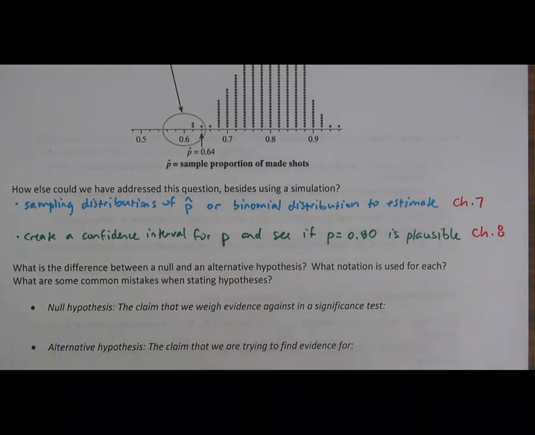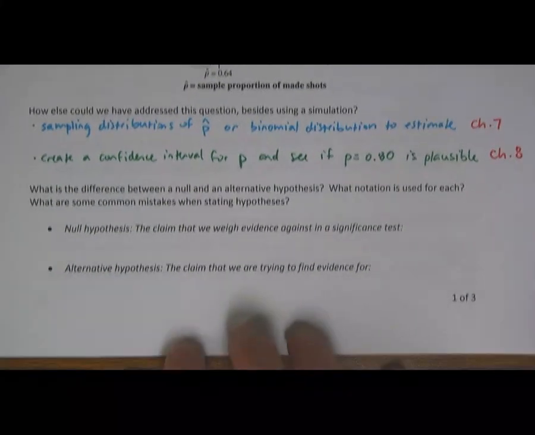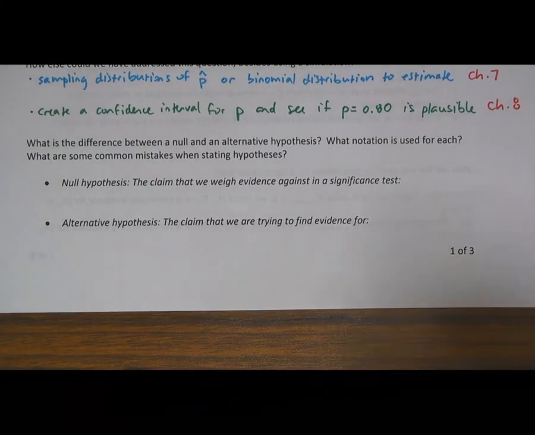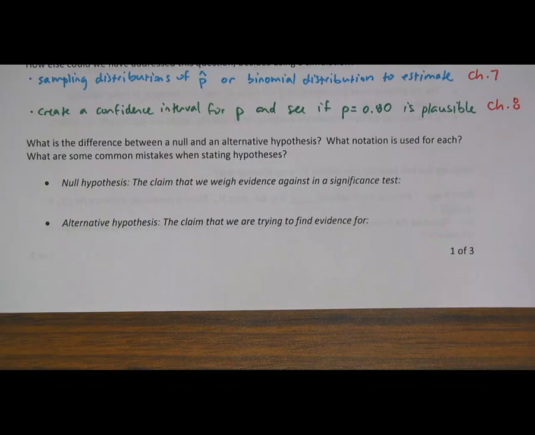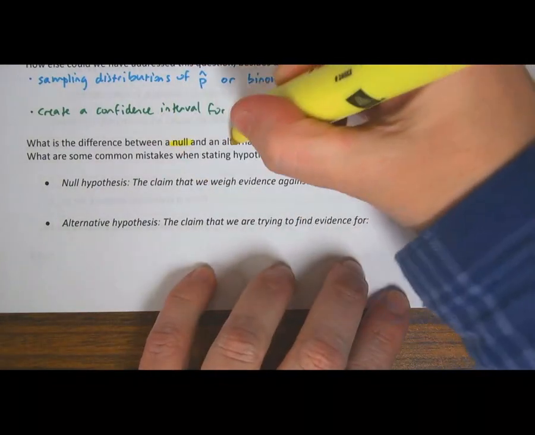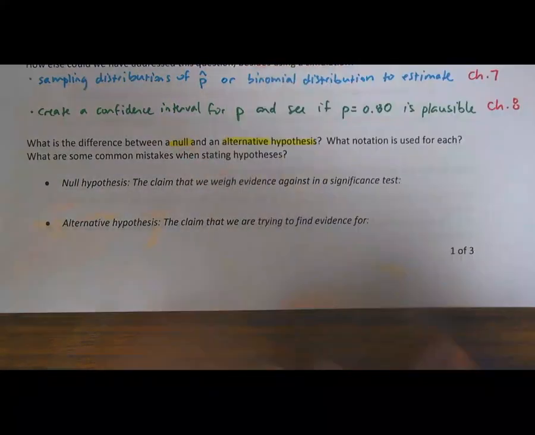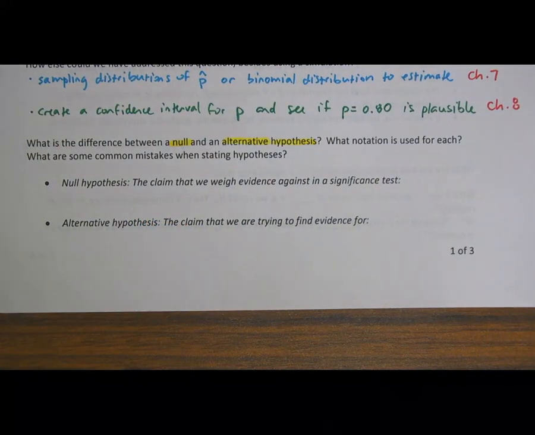But where this is leading is we're going to talk about a significance test, and that's basically another way that we could test this claim. And when you do a significance test, it's always going to start out with some hypotheses. There's something called a null and an alternative hypothesis. And you're going to have to write both of those in that order. You'll write your null hypothesis and your alternative hypothesis. What notation is used for each, and what are some common mistakes?